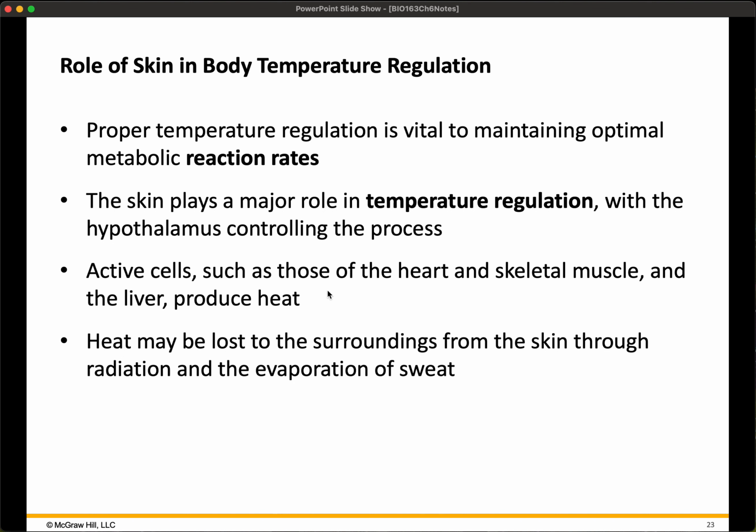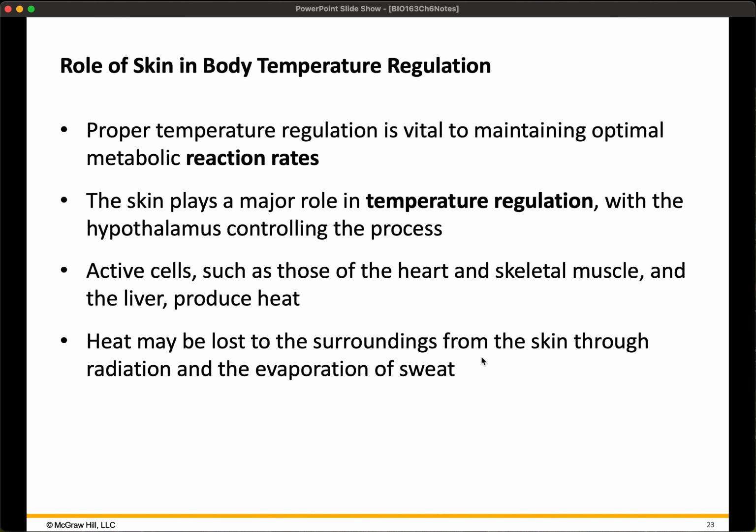Active cells like your heart, your skeletal muscles, your kidneys, your liver, those all produce heat. Heat is a waste product, so the more metabolically active a cell is, the more heat it's going to produce. Your blood absorbs that heat and then transfers it all throughout your body. And so your body temperature is maintained by your blood transferring that heat waste product and moving it through your cells and tissues. So blood tends to be a couple of degrees warmer than actual body temperature because it's transferring that heat.